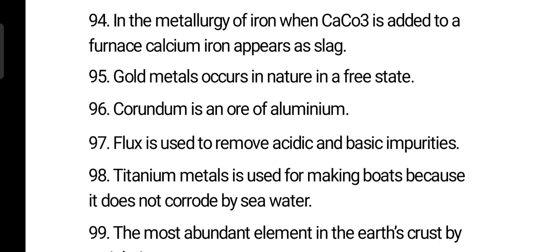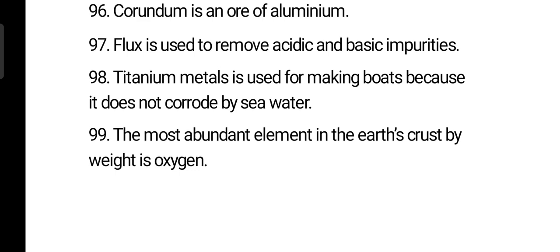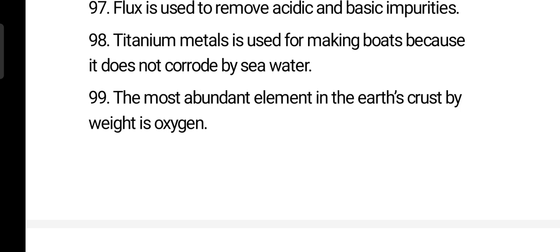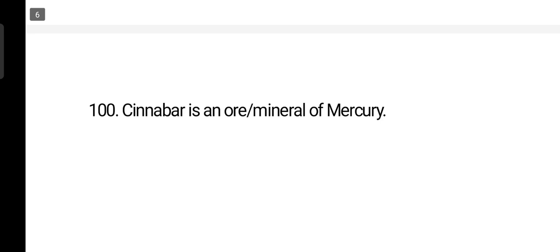Flux is used to remove acidic and basic impurities. Titanium metal is used for making boats because it does not corrode by seawater. The most abundant element in the Earth's crust by weight is oxygen. Cinnabar is an ore mineral of mercury.